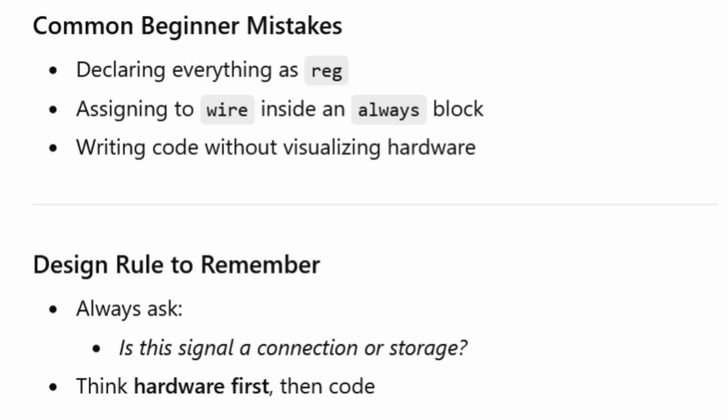One very common beginner mistake is declaring everything as reg. Another mistake is trying to assign to a wire inside an always block. Both mistakes come from not thinking in terms of hardware. Strong advice: always ask yourself, is this signal a connection, or is it storage?